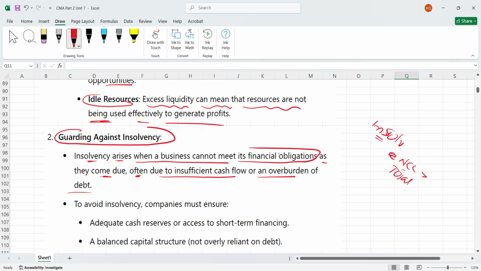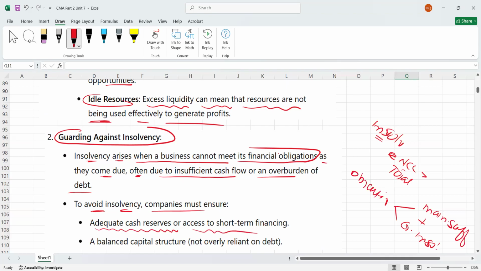But here the point is, what do we have to do? Please remember, when you are managing working capital, let me write in simple words: what is our objective? Our objective is to maintain sufficient liquidity, so that in case you need to settle your current liabilities, you have the cash, but you also have to take care of the opportunity cost, plus guard against insolvency risk. To avoid insolvency, companies must ensure they have adequate cash reserves or access to short-term financing. So please don't confuse yourself.